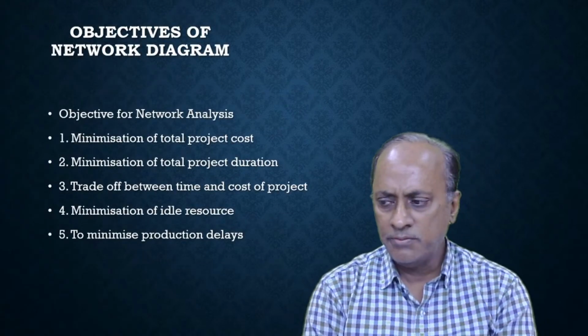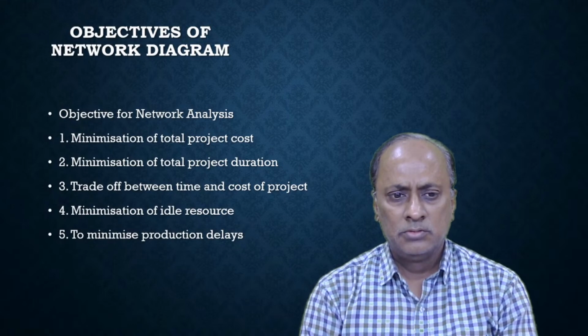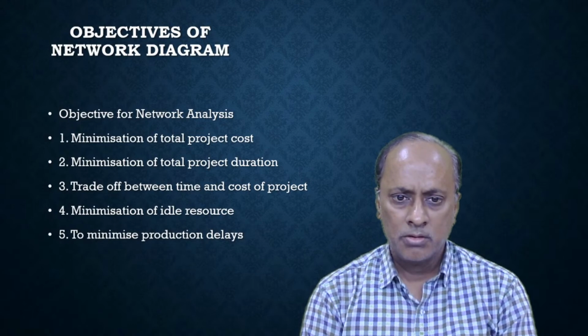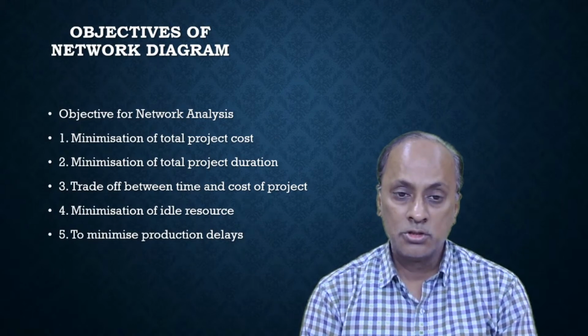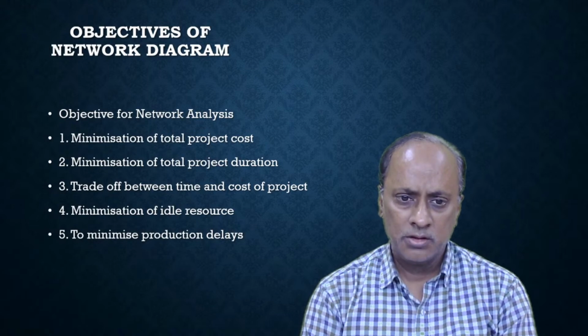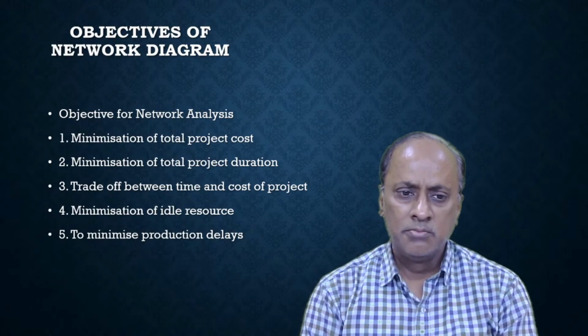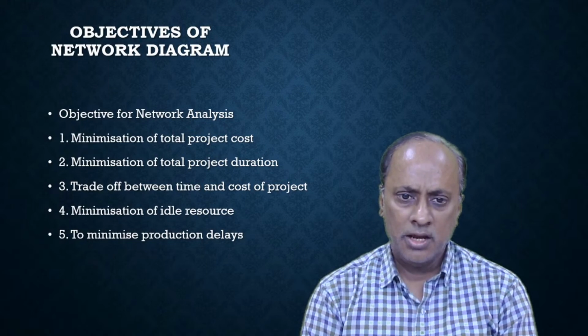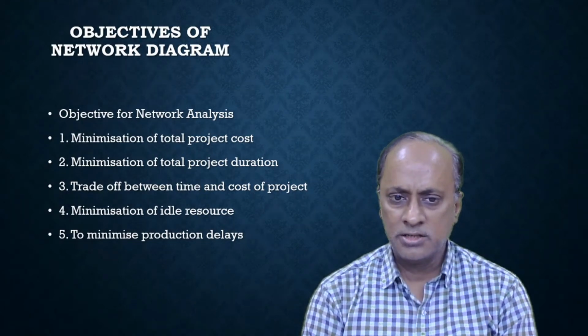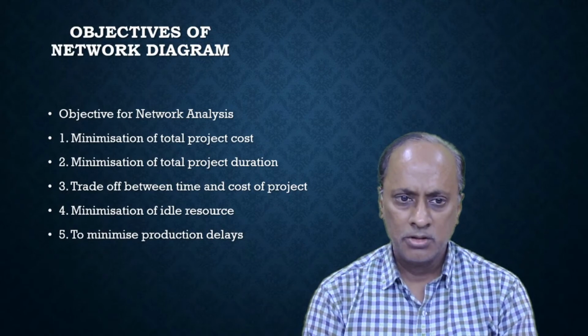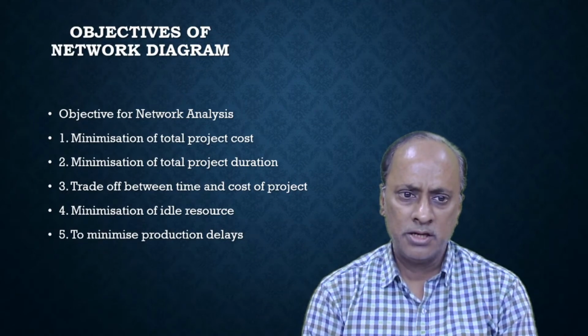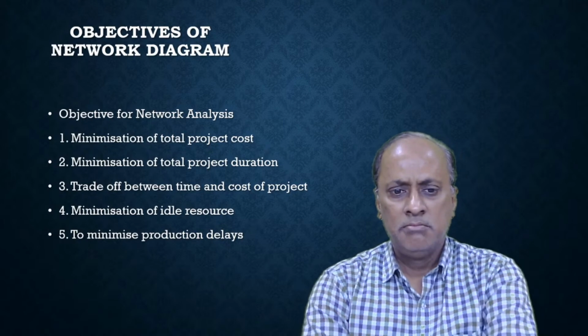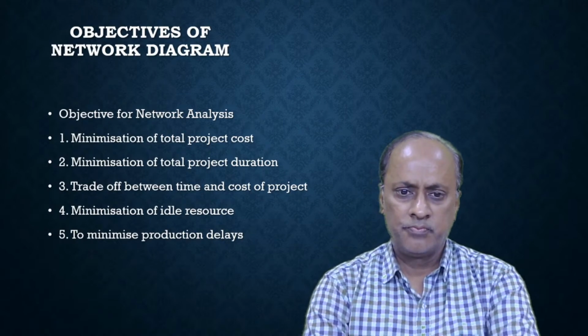Now, the objectives of a network diagram. As you know, a project involves high cost. A project involving crores of rupees is a complex thing. A lot of money is spent. If the project is delayed, then there will be escalation of cost. There is an increase in cost. So the primary objective of a network diagram is to minimize the total project cost. Then the second is minimization of total duration.